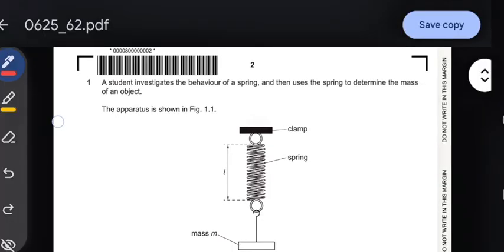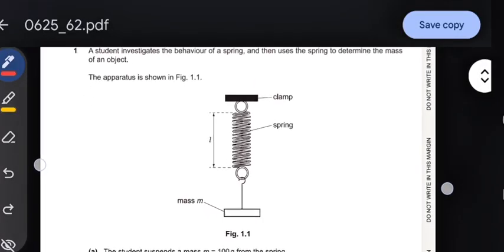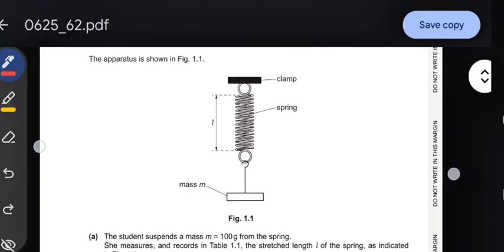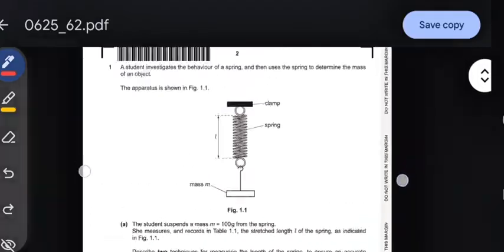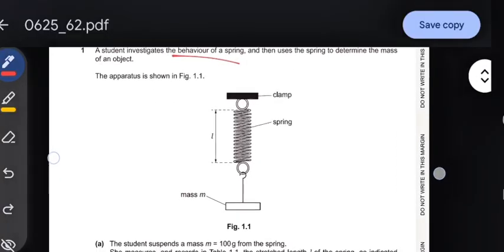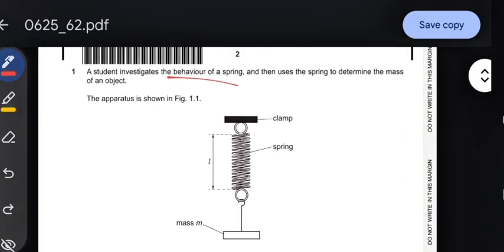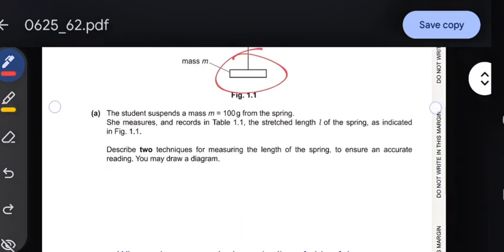A student investigates the behavior of a spring and then uses the spring to determine the mass of an object. The apparatus is shown in figure 1.1. Okay, there's a clamp, there's a spring. So what he's trying to do, he's investigating the behavior of a spring, and he uses the spring to determine the mass of an object. He hangs this object and he's trying to get the mass.